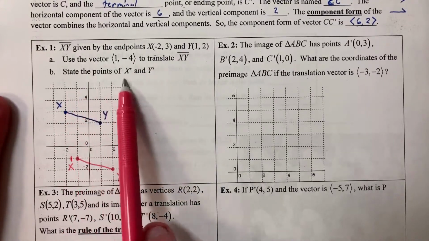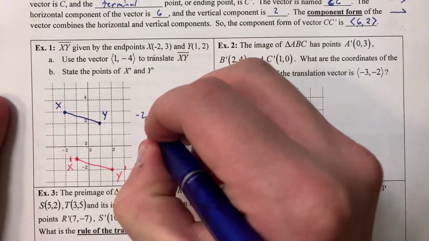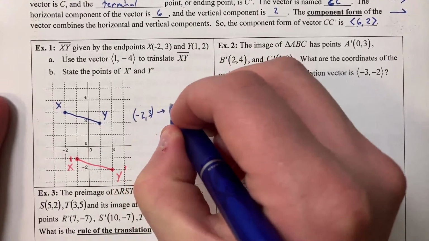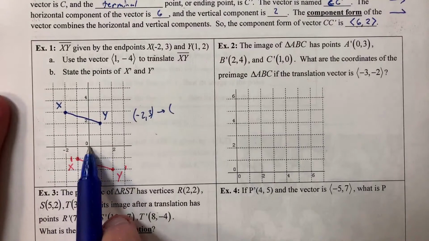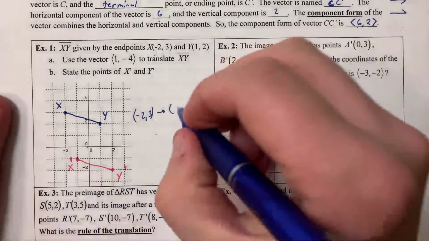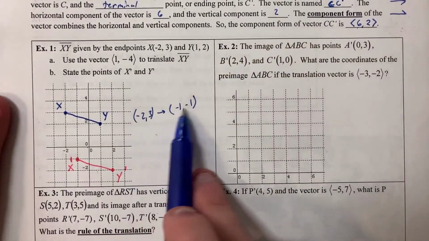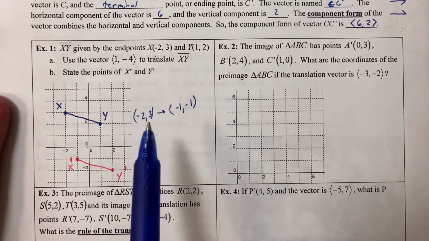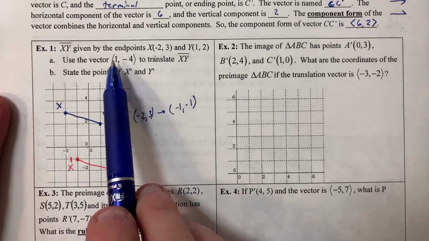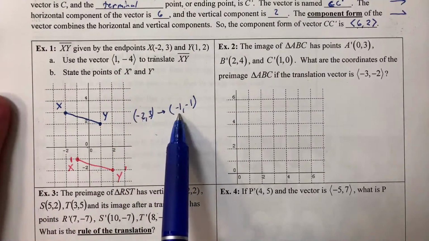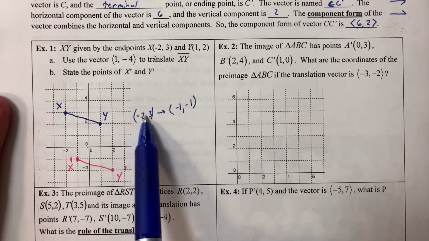Okay, use the vector to translate. We check. State the points. So the point -2, 3 gets mapped to this point, -1, -1. You can see that we don't need a graph to do our translation. If you take -2 and combine it with 1, you get -1. And if you take 3 and combine it with -4, you get -1. So you don't need a graph.